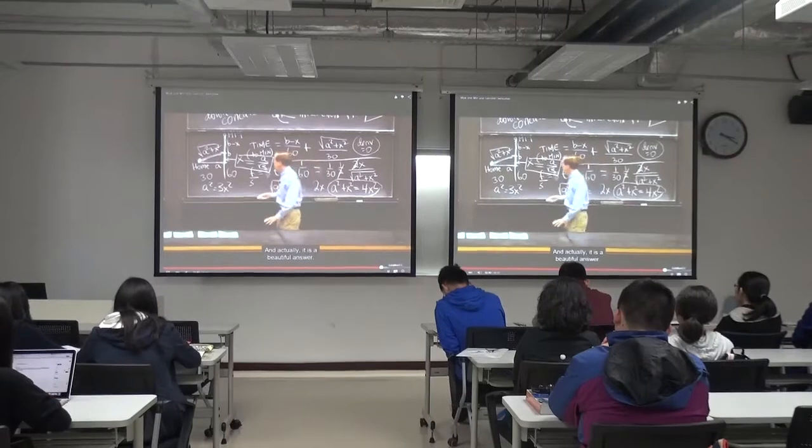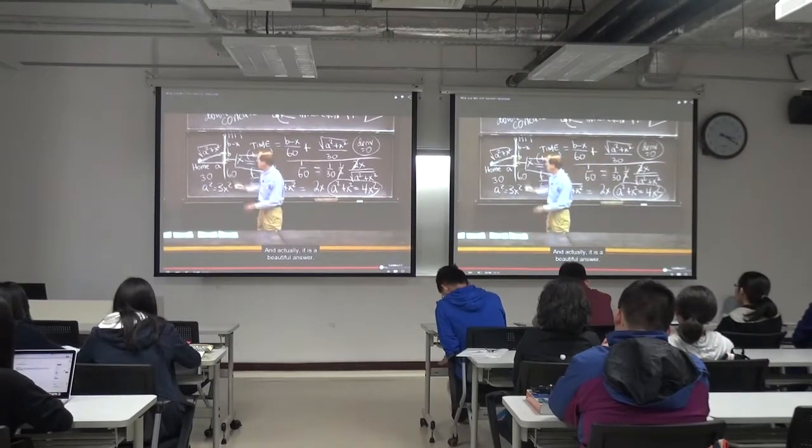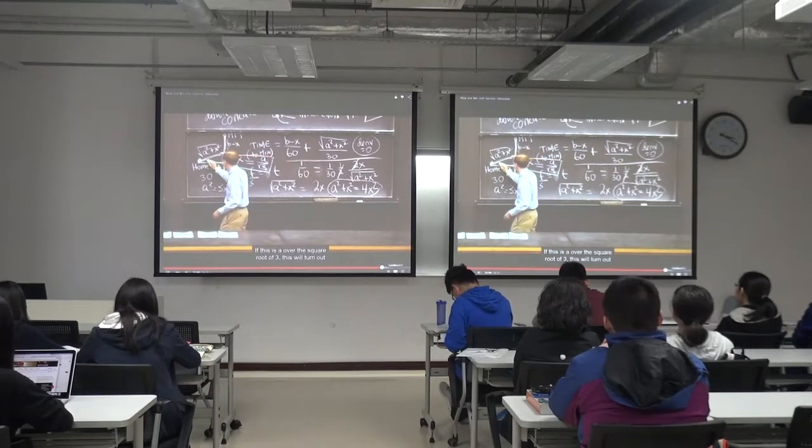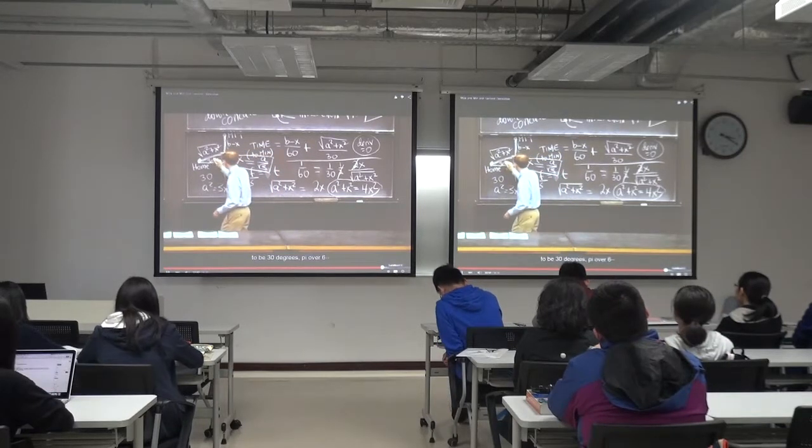And actually, it is a beautiful answer. If this is a over the square root of 3, this will turn out to be 30 degrees, pi over 6.